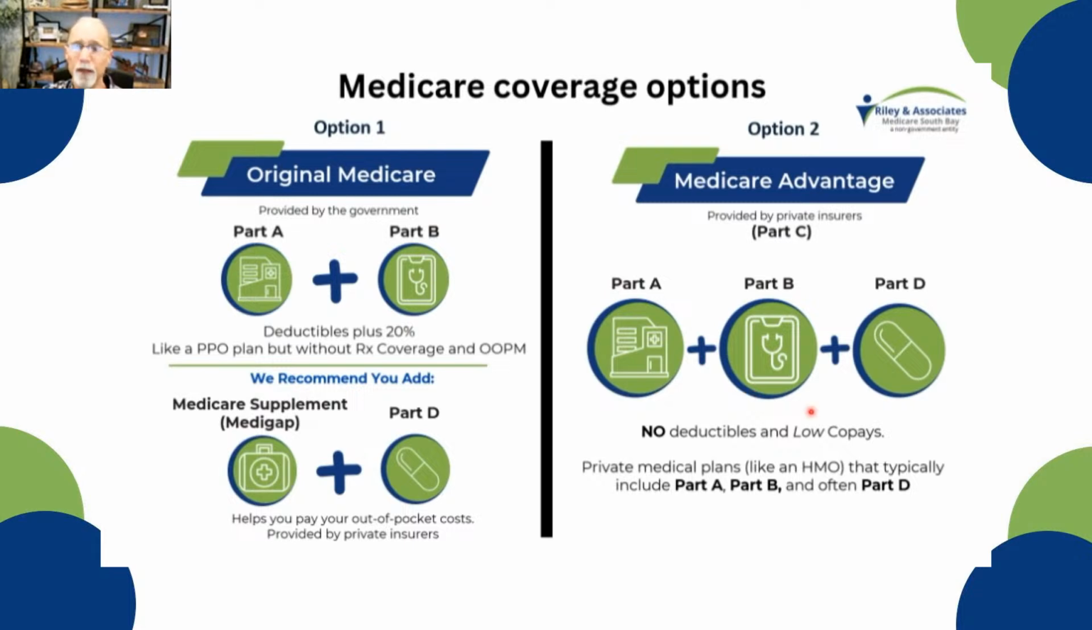It works just like an HMO. It's going to cover Part A and Part B of original Medicare. It's going to include your drug plan. Generally, you have no premium here, and it's going to cover all the out-of-pocket costs that Medicare does not cover in Part A and Part B.